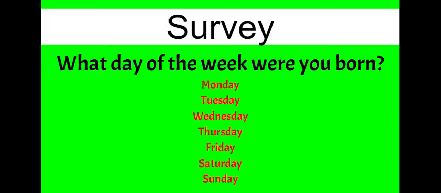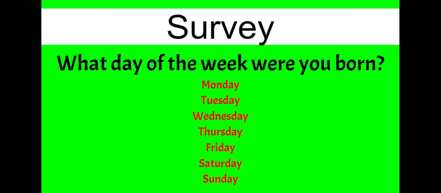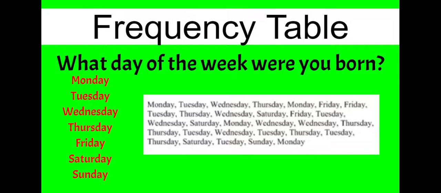So, for example, if I were to be asked this question, I would say that I was born on a Thursday because my birthday is May 7th, 1992, and May 7th in the year 1992 fell on a Thursday. So, my vote would go for Thursday. So, if I were to have asked the class, what day of the week were you born on? I would have collected data.